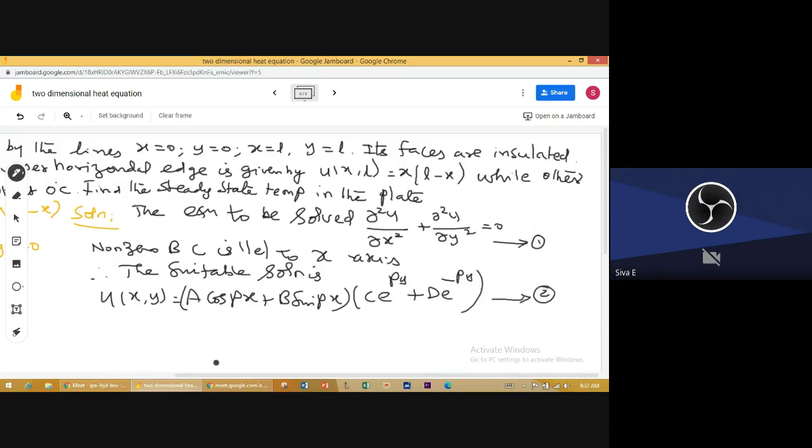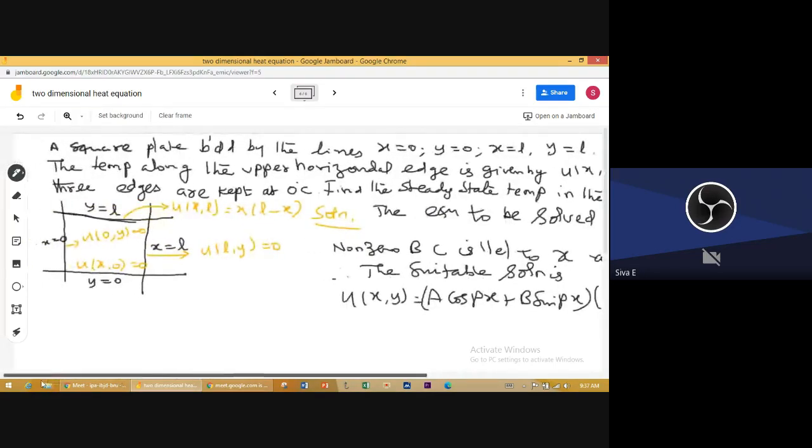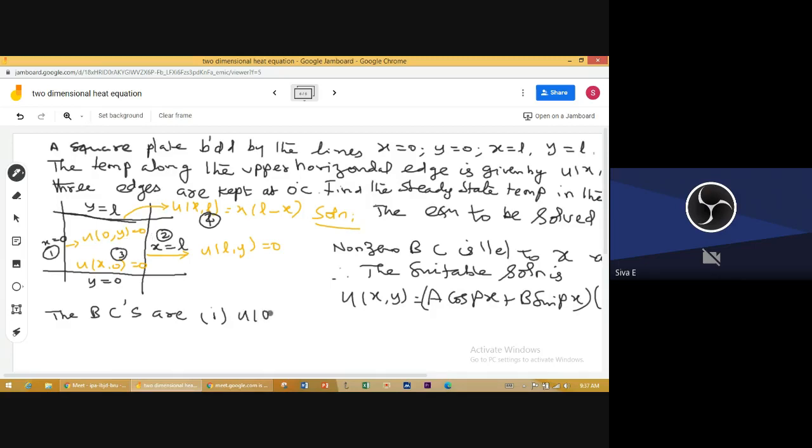This is equation number 2. Now, what are the boundary conditions? First, you have to write that this one is boundary condition 1, this is boundary condition 2, this is boundary condition 3, and the non-zero one is boundary condition 4. So what is boundary condition 1 here? u(0, y) = 0.